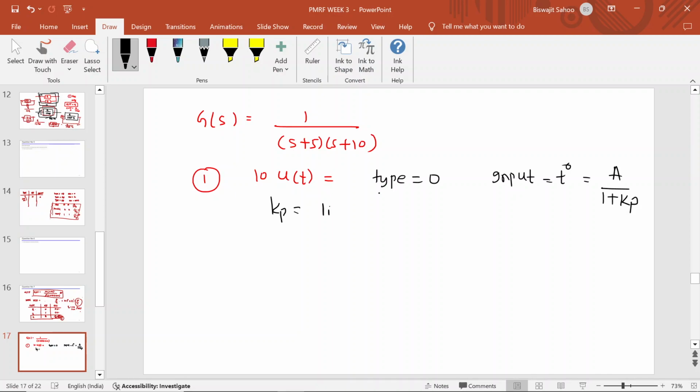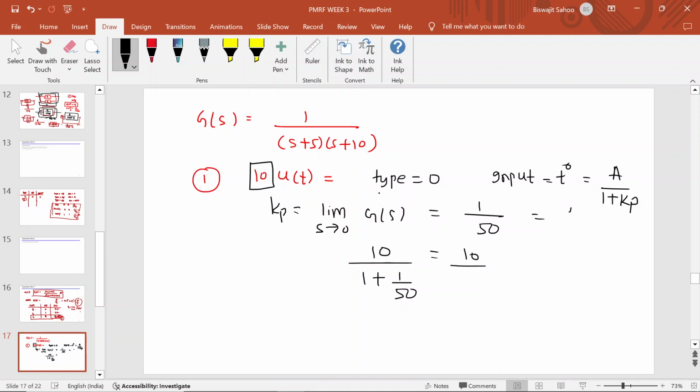And Kp is nothing but the limit s tends to 0 of G of s. So here Kp is 1 by 50. So the answer will be 1 divided by 1 plus 1 by 50. But here you have to put A as 10 because it is given 10. So 10 divided by 1 plus 1 by 50. Right, sir?